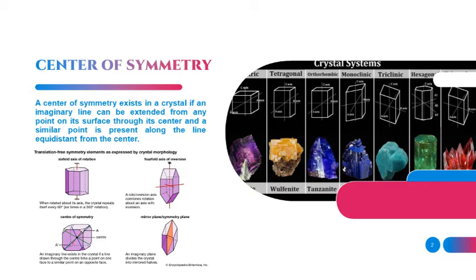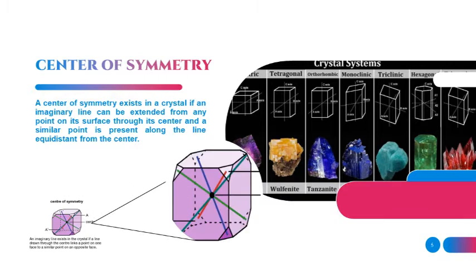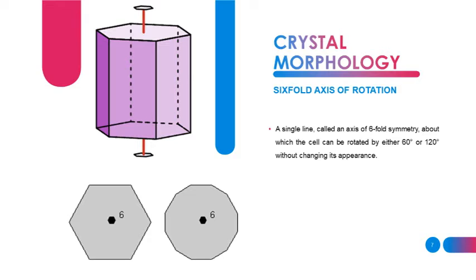At this time, I am going to introduce the four symmetry elements that are expressed in crystal morphology, and these are the six-fold axis of rotation, the four-fold axis of inversion, the center of symmetry, and the mirror plane or the symmetry plane. Under the center of symmetry, the illustration is expressed in crystal morphology, and this is called the six-fold axis of rotation.